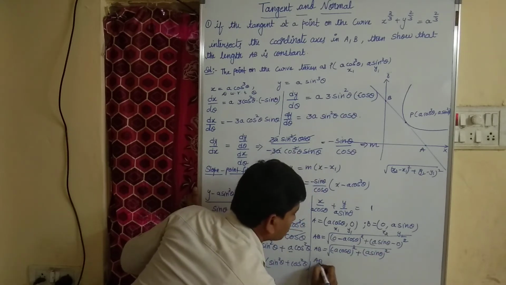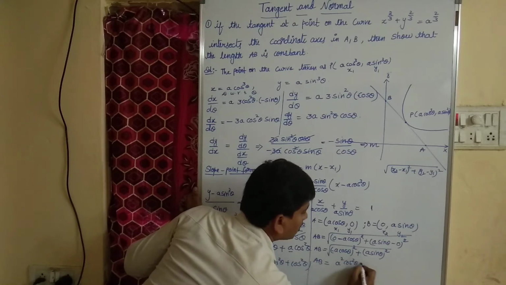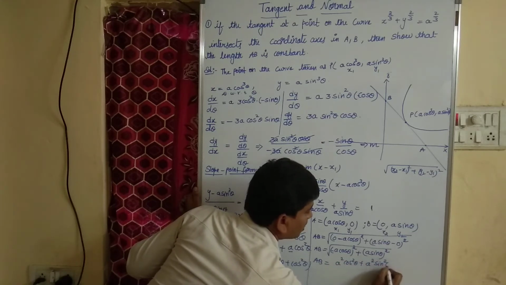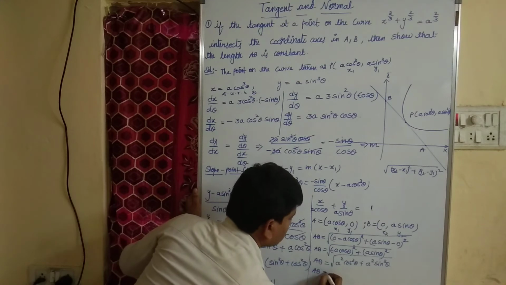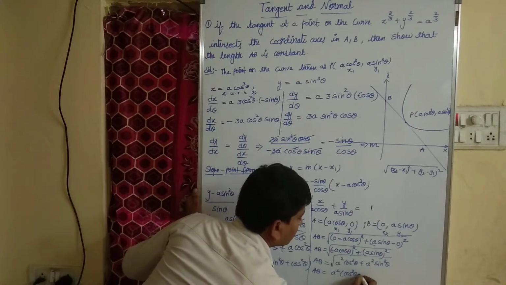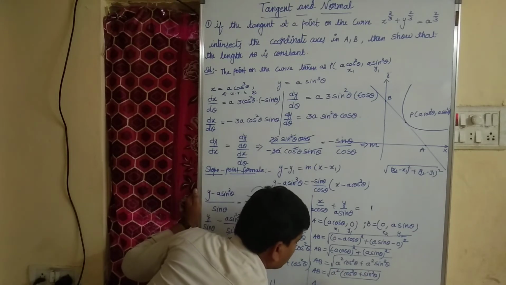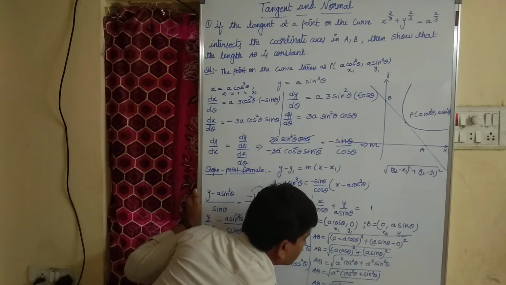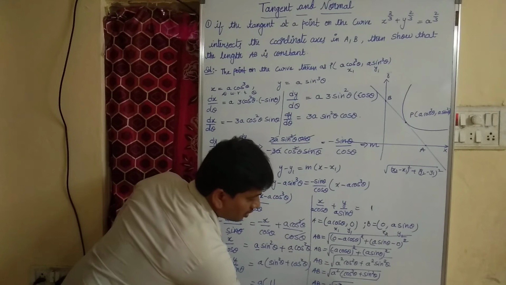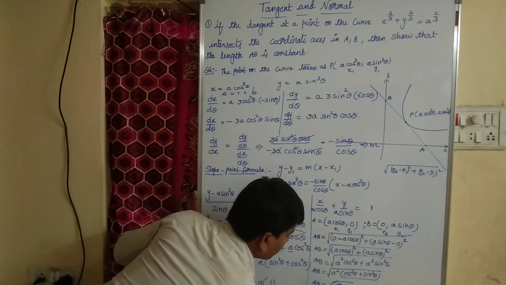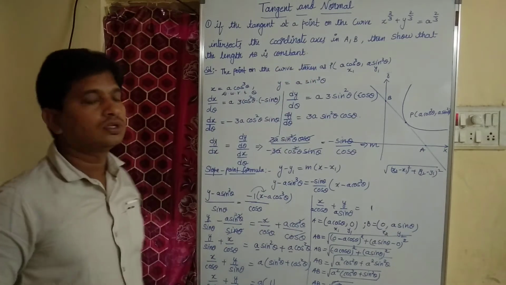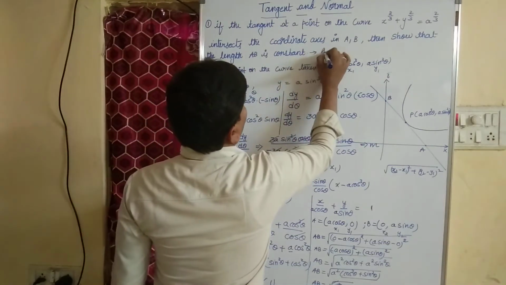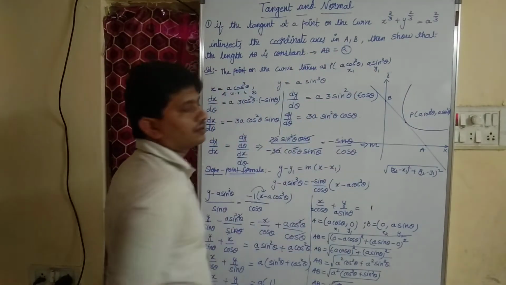So this I can write as a square cos square theta and this I can write as a square sin square theta. Right, now let me take a square common. I will get cos square theta plus sin square theta. So what is the value of cos square theta plus sin square theta? It is equal to 1. So a square into 1, a square only, and the square root gets cancelled. So what we got? AB equal to a. What is a, children? A is called what? Constant. So the length of AB we got is a, which is a constant.